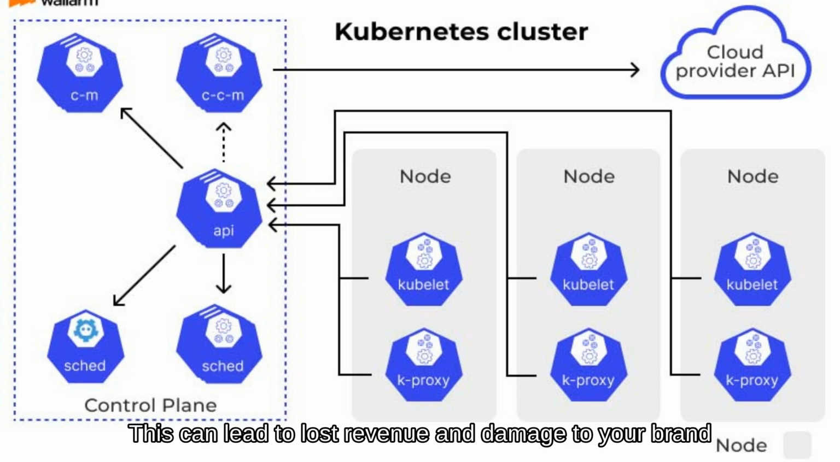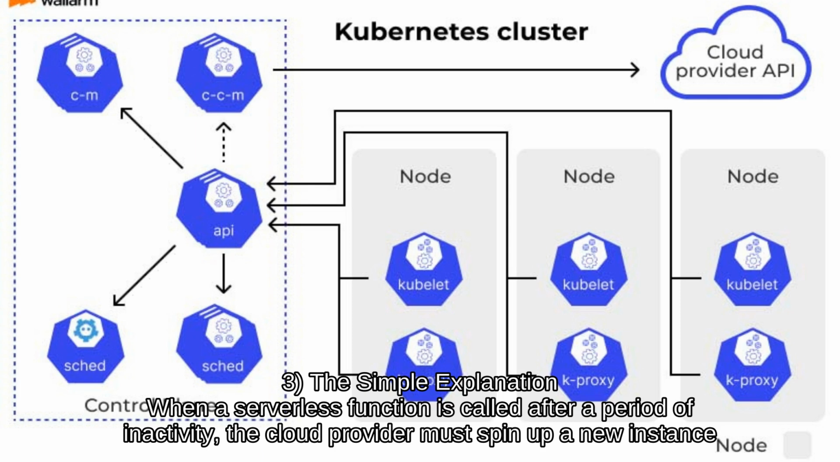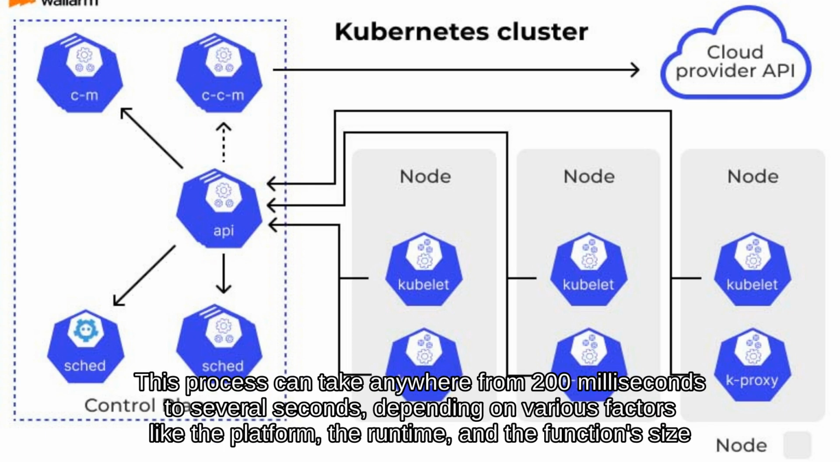The simple explanation: when a serverless function is called after a period of inactivity, the cloud provider must spin up a new instance. This process can take anywhere from 200 milliseconds to several seconds, depending on various factors like the platform, the runtime, and the function's size.